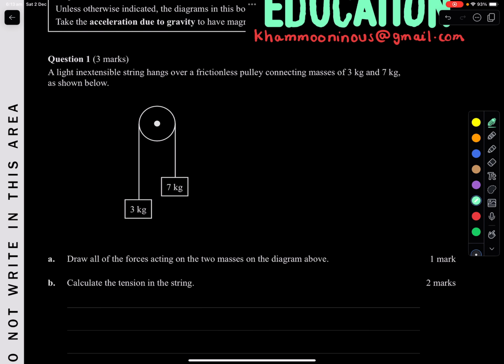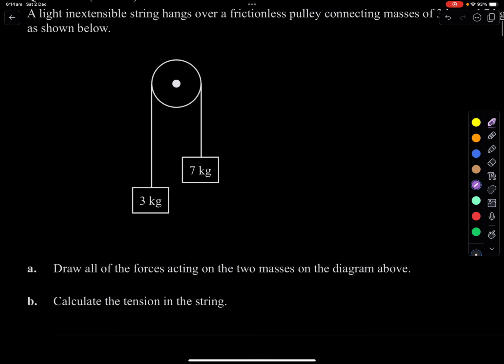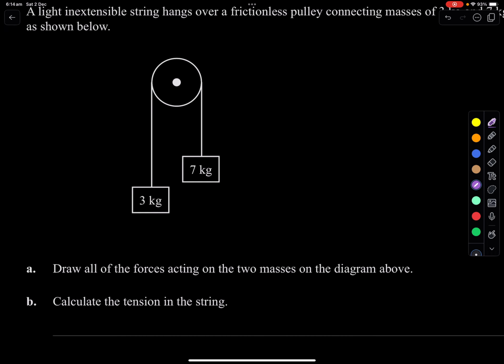Question 1. A light inextensible string hangs over a frictionless pulley connecting masses of 3 kg and 7 kg, as shown below. Draw all the forces acting on the two masses on the diagram. Okay, not too bad. For all masses, of course, we're going to have a gravitational force. For the 7 kg one, we're going to have 7g going down. And for the 3 kg, we're always going to have 3g going down.